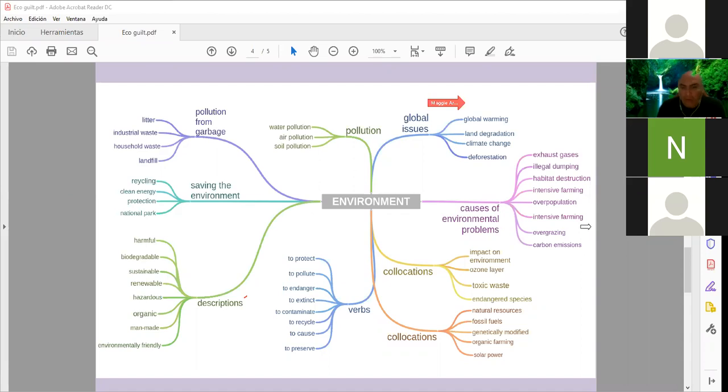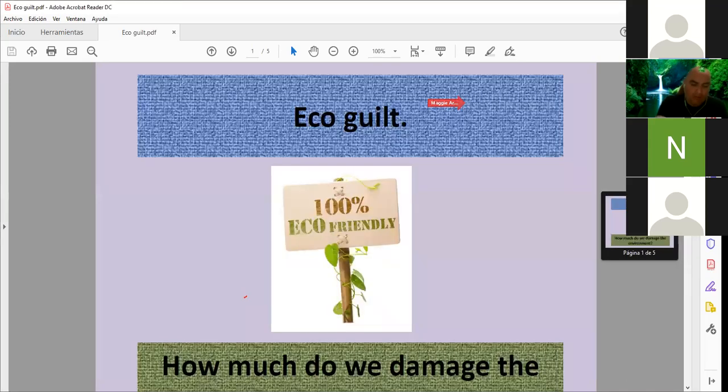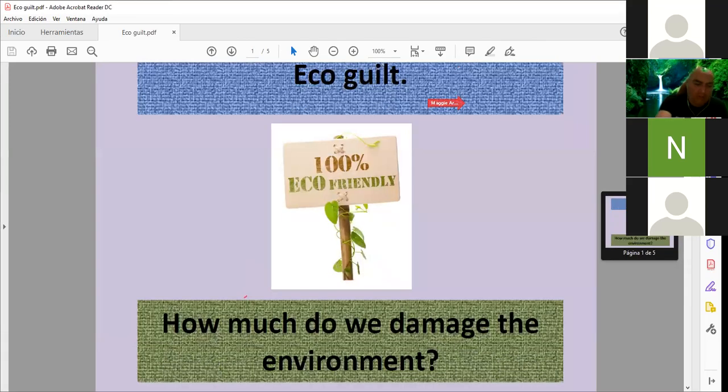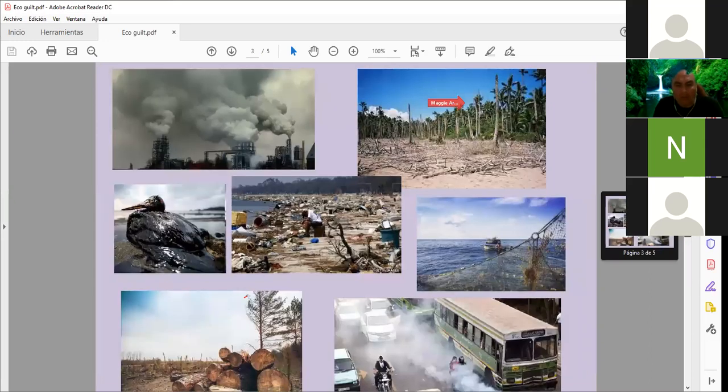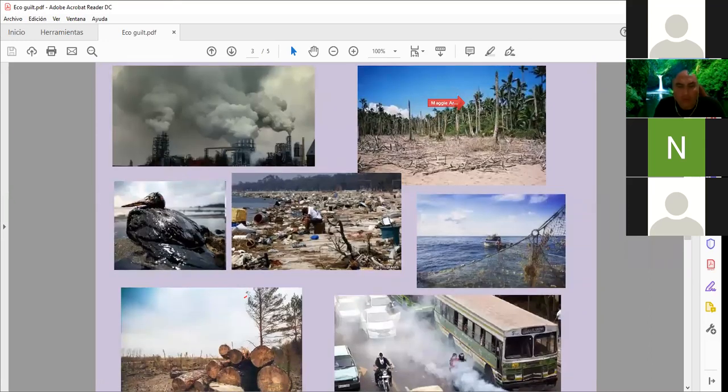So now do me a favor. We are going to see some pictures, and we are going to do the description of those images. What is your opinion about it? Could we talk about it? Select one of the pictures, and then describe it, please. Make the description.